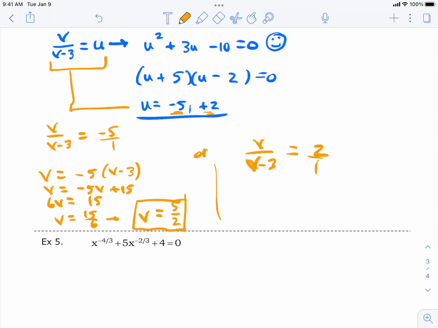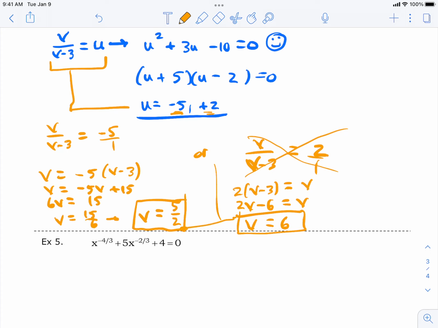What about this one? Again, make that be a 2 over 1. I'm going to go this way. 2 times v minus 3 equals v times 1, which is just v. So I've got 2v minus 6 equals v. If I subtract v on both sides, that will become a v. And if I add 6 on both sides, that will become a 6. And so there are my two solutions. 5 halves and 6.